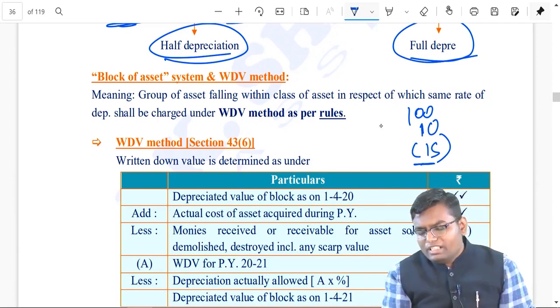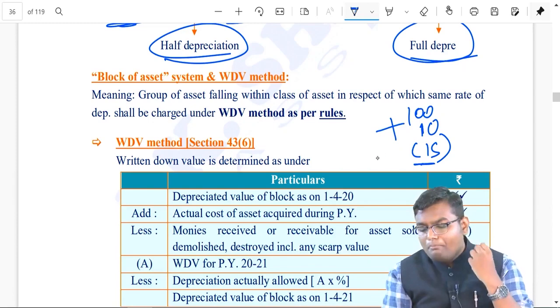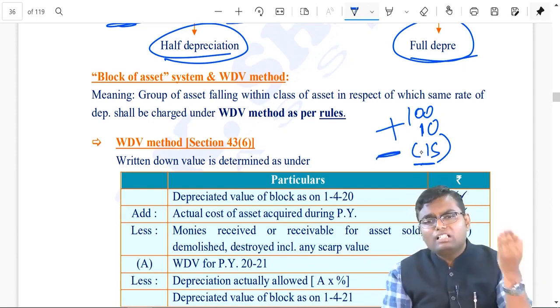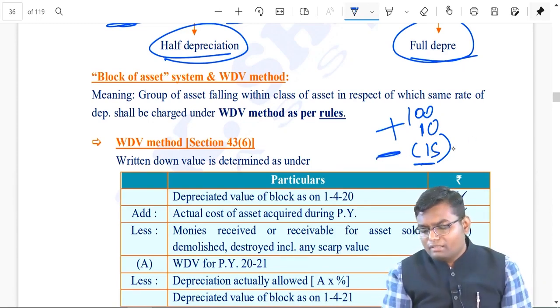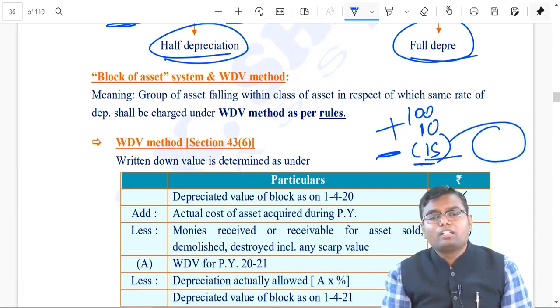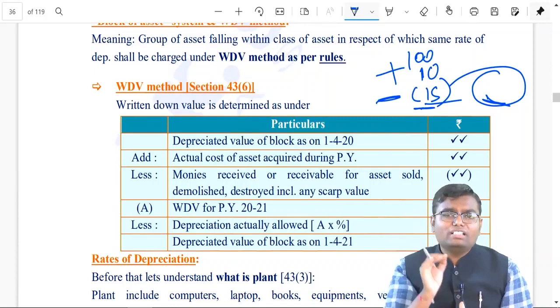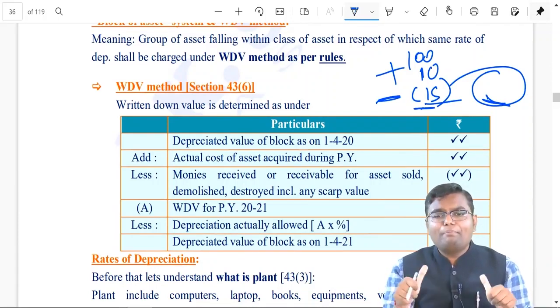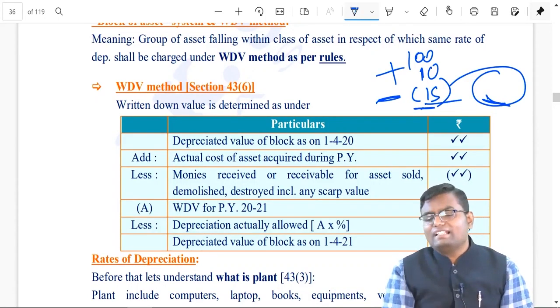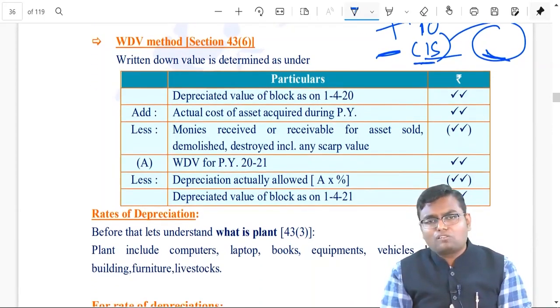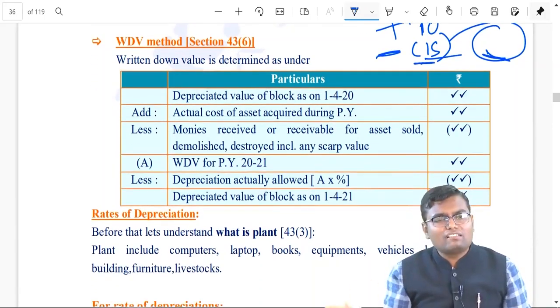So opening WDV plus your purchase cost minus the sale value, whatever monies you have received, deduct it. The balance will be called your WDV. On that you will apply the depreciation. Point to be noted: in the year in which you sold the asset, no depreciation for that year, because the entire sale value you are deducting from the block. So ultimately you are not counting depreciation in this year.